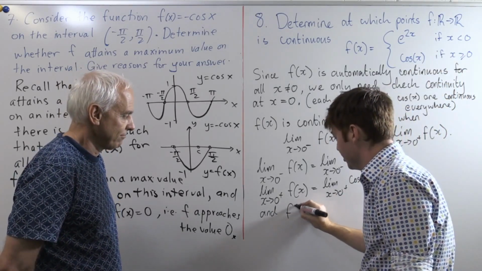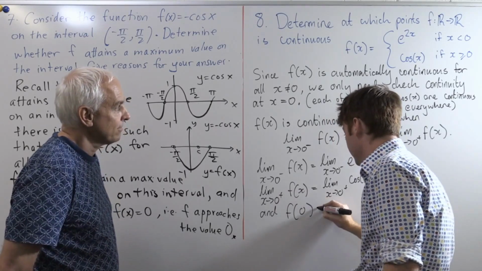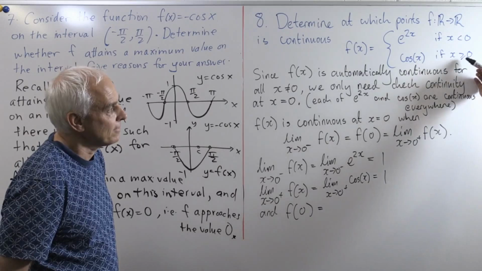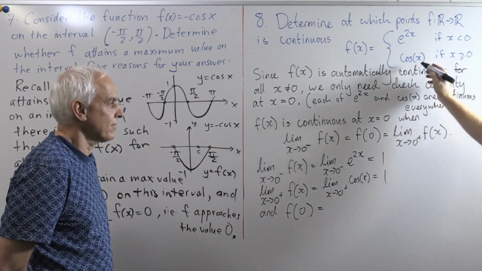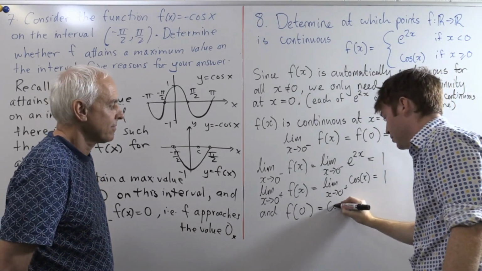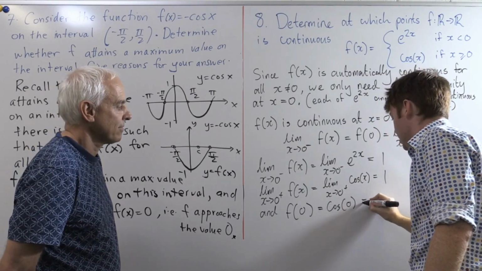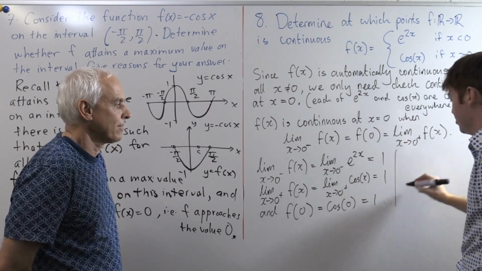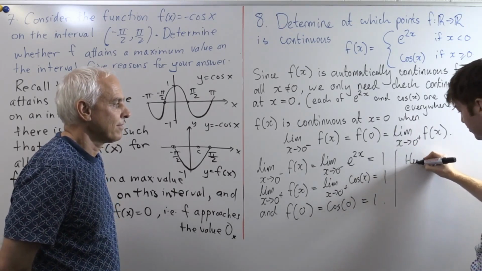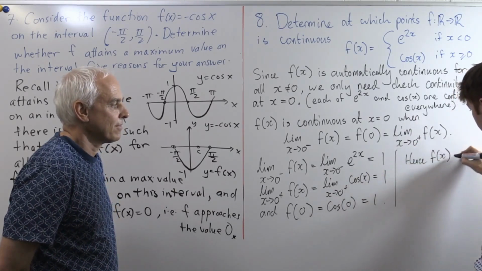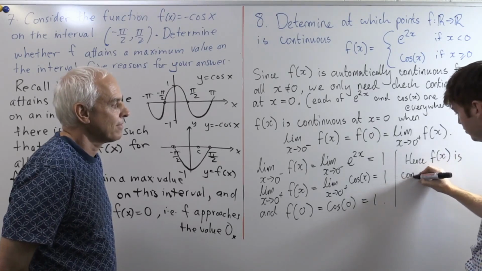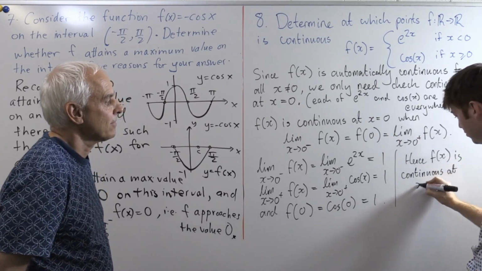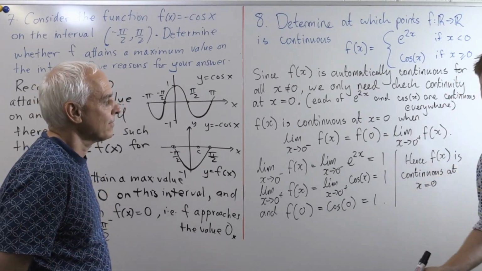Finally I just evaluate the function at 0. When x is equal to 0, f of x is cos of x, so this is just cos of 0, which is equal to 1. Good, they were all equal to 1, hence the function is continuous at 0. And in fact, continuous everywhere.